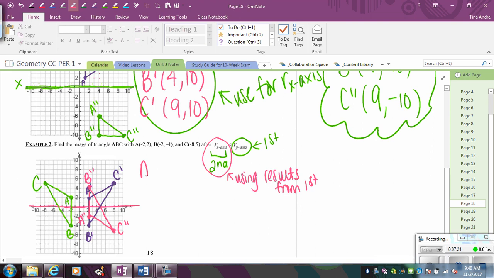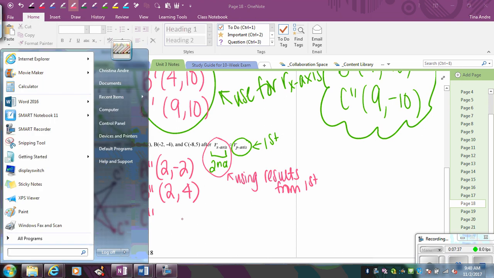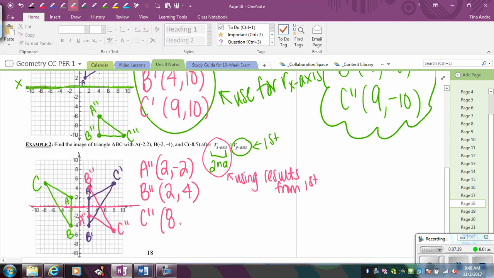So for my answer here, I'm just going to go ahead and just state the double primes because that's actually the result from the composition. So A double prime is going to be 2, -2. B double prime is going to be 2, 4. And C double prime is 8, -5. So there are your answers. And then you have the graph as well to support it.